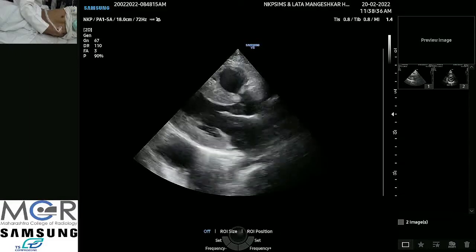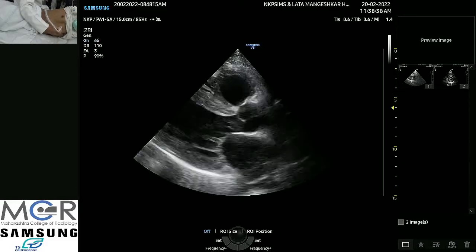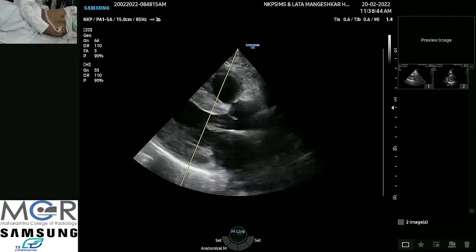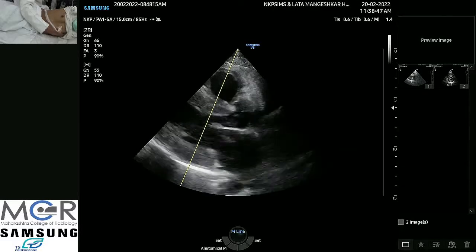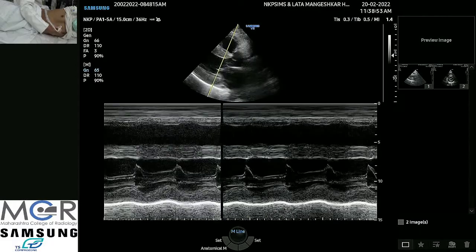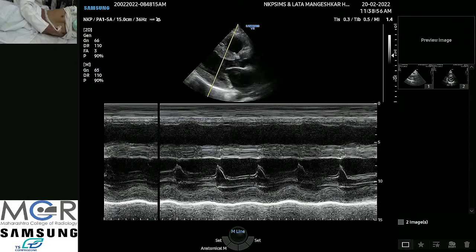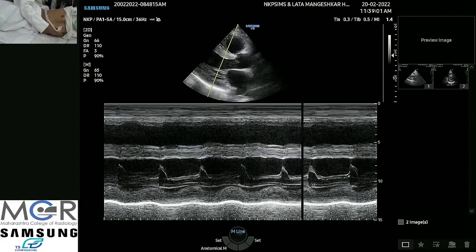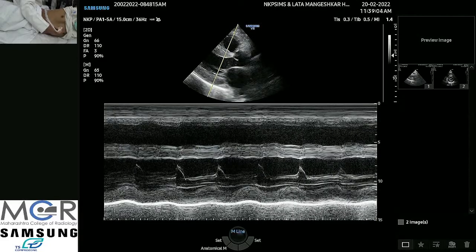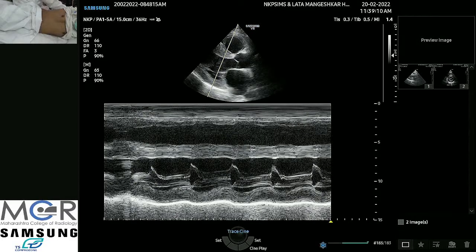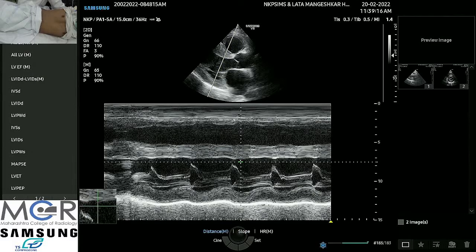This is LVH, a patient of CKD with hypertension. Anyhow, we can take measurements. So just beyond the tip of the mitral leaflet, and here you can take. This is a patient of CKD with severe hypertension. That's why you can see there is severe left ventricular hypertrophy. LV mass, LV.